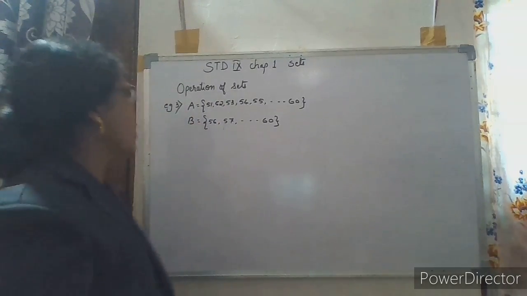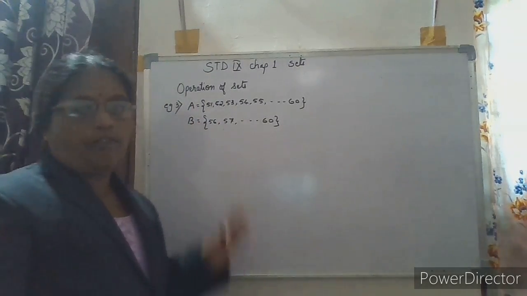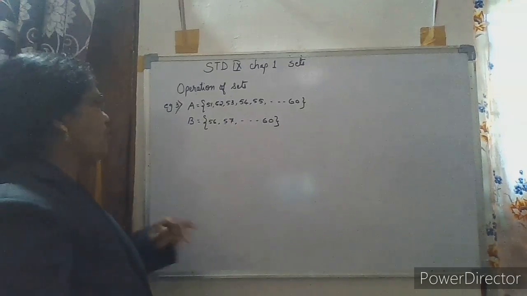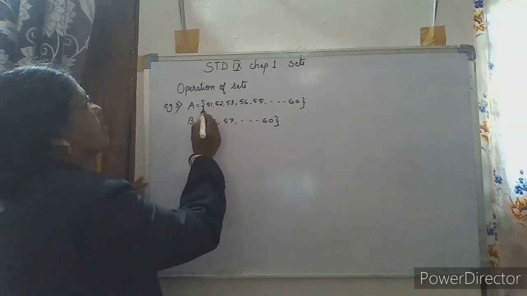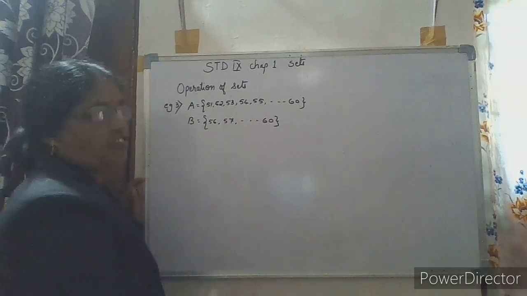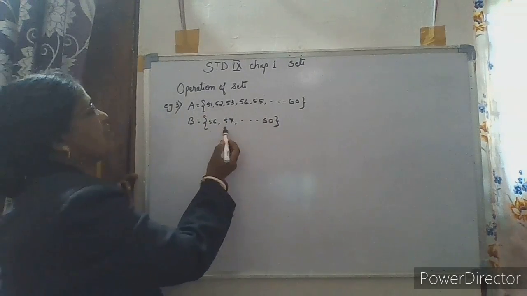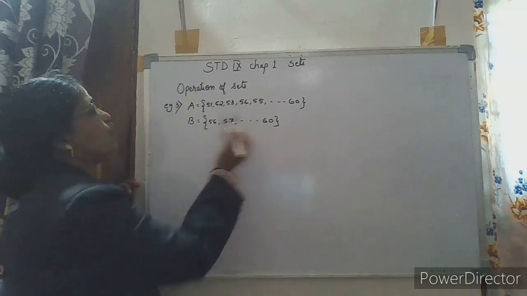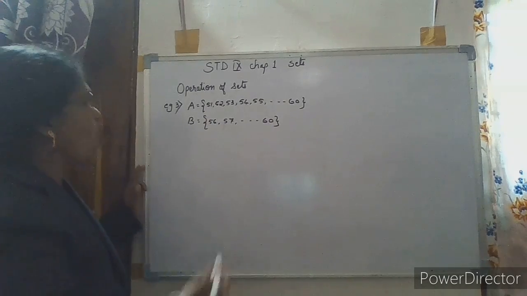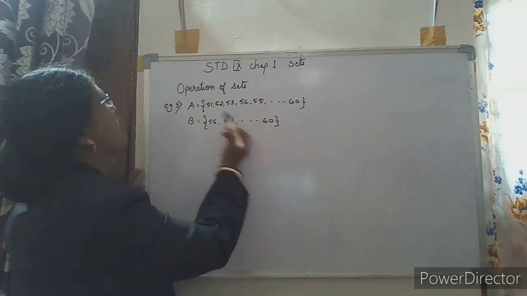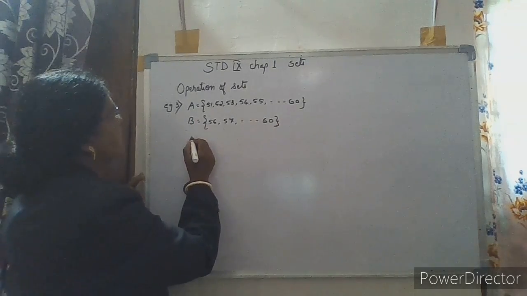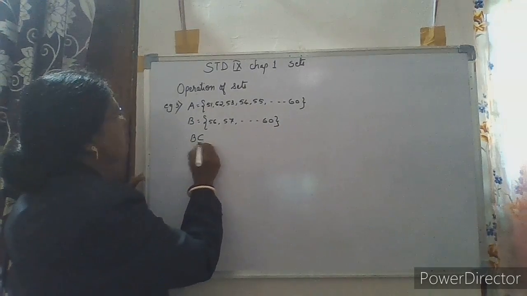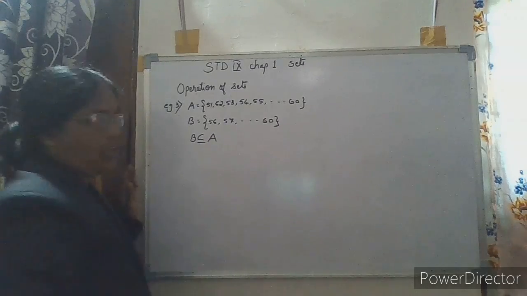Now let us take another example for intersection, learning intersection of 2 sets. Now see, this set A is containing the elements 51 to 60. Set B is containing the elements 56 to 60. So all the elements of set B are present in set A. Therefore, we can say that B is a subset of set A.